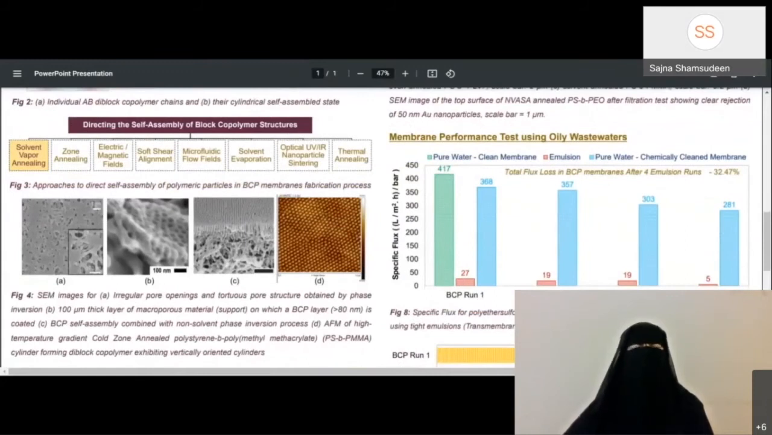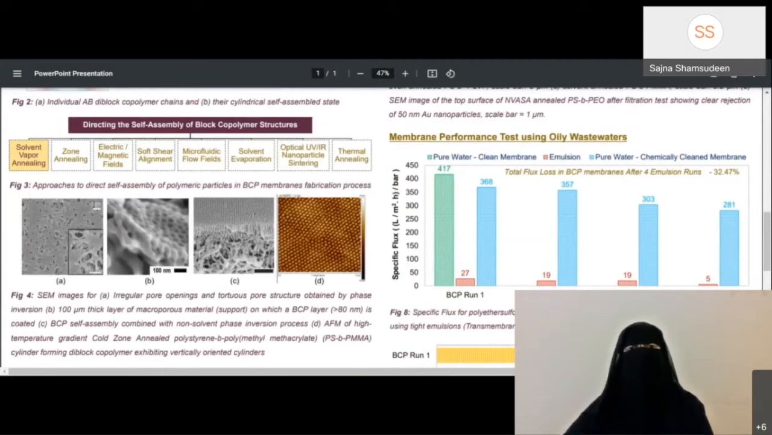As seen in the figures on the left, an ordered BCP layer is generally incorporated into porous membranes to form composite membranes. These comprise a selective thin film BCP layer with a thickness usually exceeding 80 nanometers, which is coated on a thick layer of macroporous material of approximately 100 micrometers thickness that serves as a mechanical support.